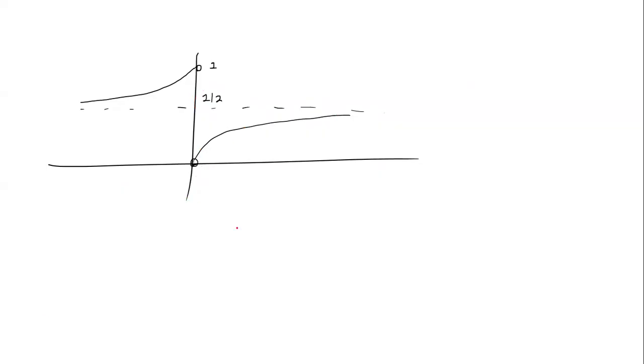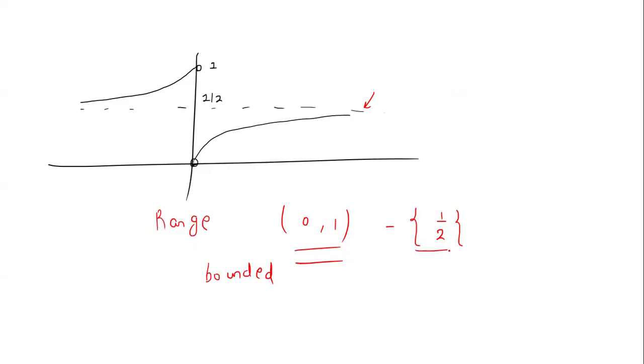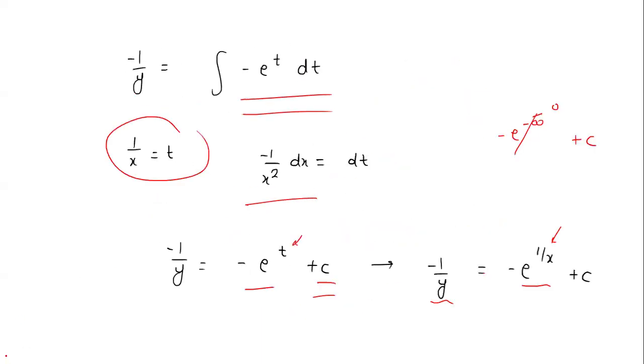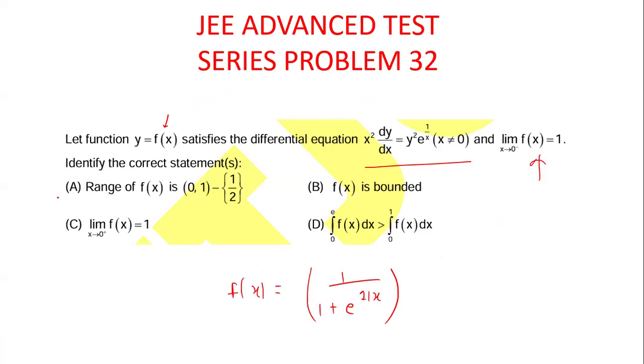Now from here you can see that our function has a range from 0 to 1, and this half is excluded because this will happen as x tends to plus minus infinity, so we exclude this value half from the range of the function. And we can also say that our function is bounded because the range only lies between 0 and 1, and this half is excluded. So first of all we can say that the range of the function is this. Our function is bounded. Limit x tending to 0 plus f of x is 0, not equal to 1, so this is wrong.